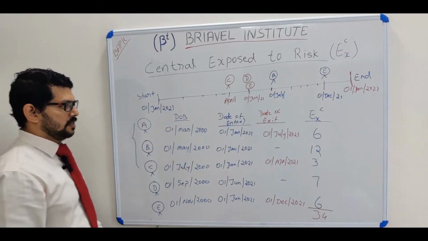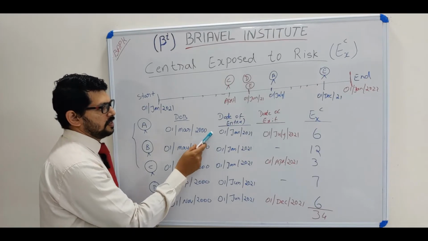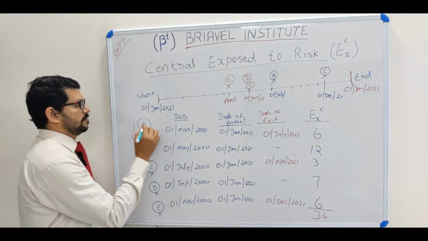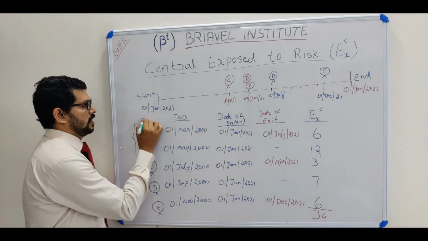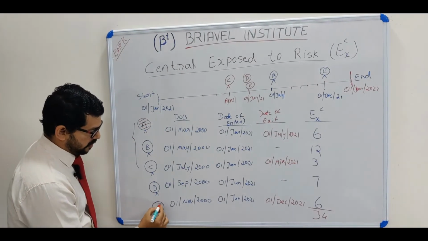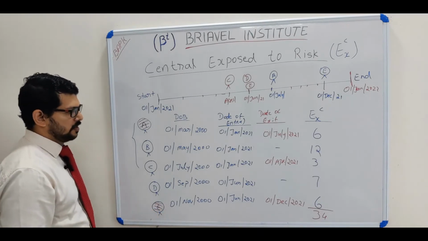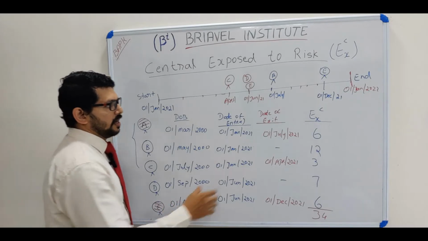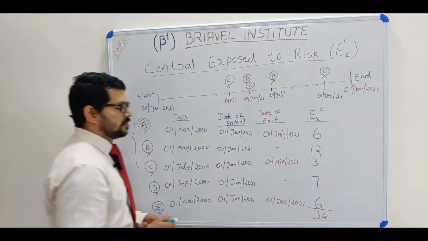And how many people died? 2 members died: A, and this member. This fellow died, and this fellow also died. These 2 people died, and the exposed risk is 34.